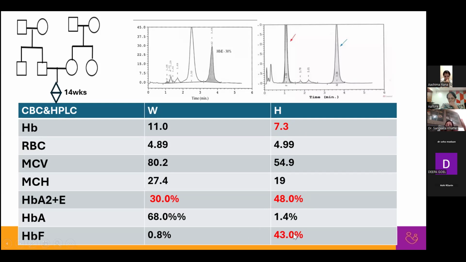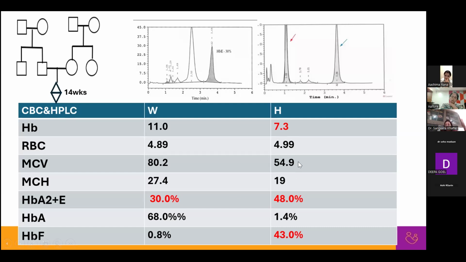And HbF was also raised. So we did the beta globin gene sequencing for both of them. Now the wife was detected to have HbE heterozygous status, but the husband was found to have HbE as well as Thal minor status. So he was compound heterozygous for both the mutations.